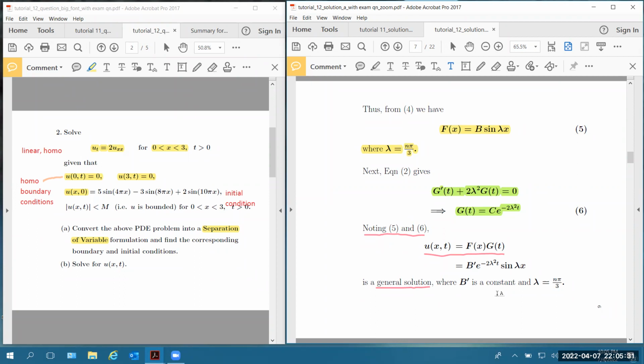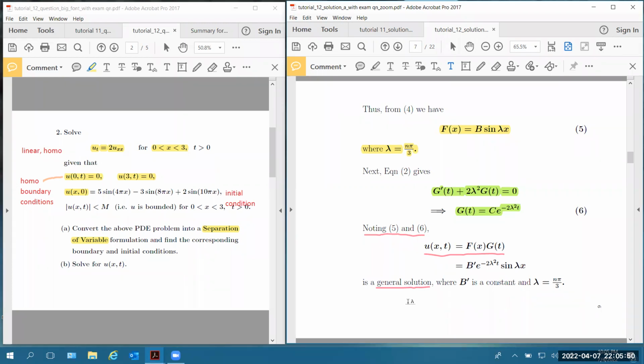B prime is a constant and your lambda is n pi over 3. All right, why we call this general solution is because you still have unknown constant. Then your b is unknown. Right, so therefore we call this general solution. Everybody okay here?